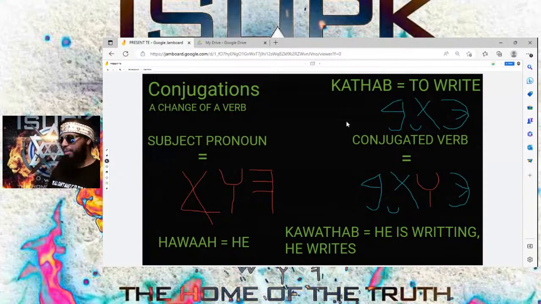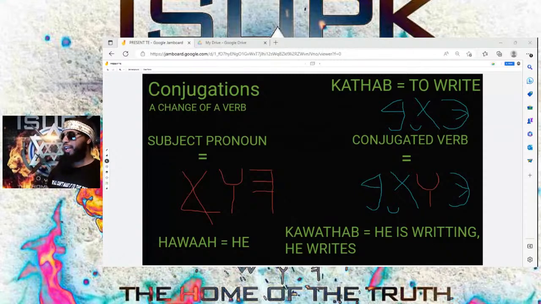Kathab is a very common verb throughout the Bible as well. You will see that word before. Now remember, the reason why I have it set up the way that I do, you see how the conjugation is in red. The subject pronoun is in red, and the conjugation letter itself is in red because I want to show you the difference within the word itself. So you have the root word. The root word is kathab. You have your ka, your tha, and then your ba. That's the root word, right? Kathab is the root word.